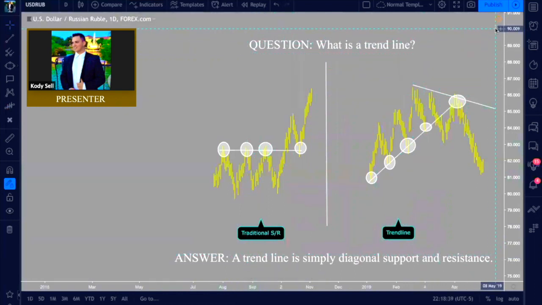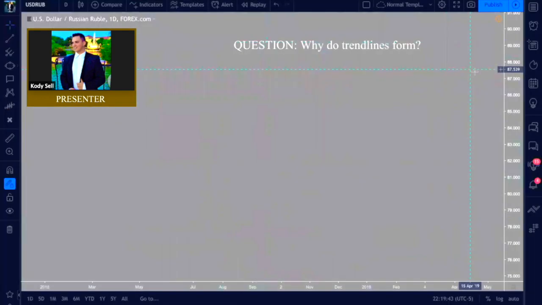So now that we know the core basics as to what a trend line is and kind of how it works, we need to understand conceptually why they form so that we have confidence when we use them and put real money on the line. All right, so now our question is, why do trend lines form? Why should we rely on them for our analysis?